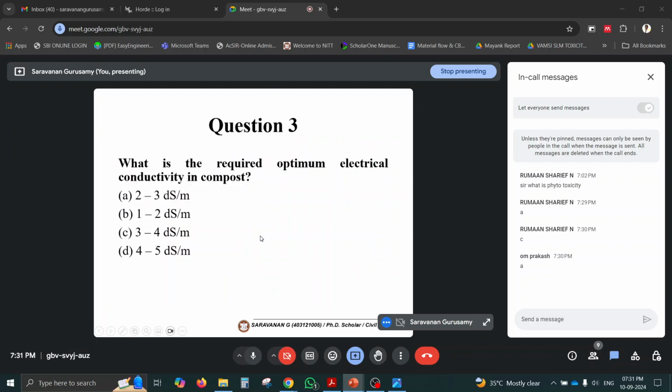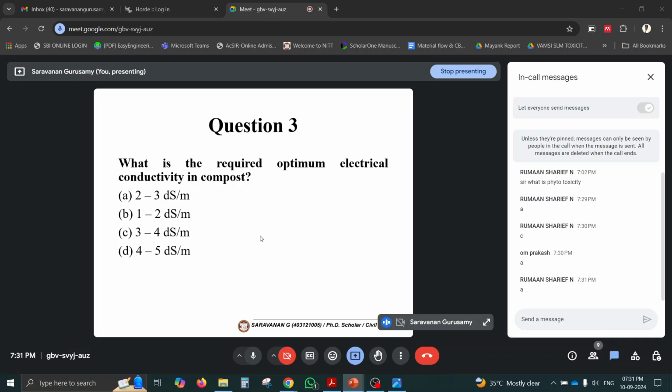Okay, third question. What is the required optimum electrical conductivity in the compost? That is the easy value, electrical conductivity: 2 to 3 decisiemens per meter. The unit is siemens per centimeter. You can also take decisiemens per meter. That is a conductivity unit.